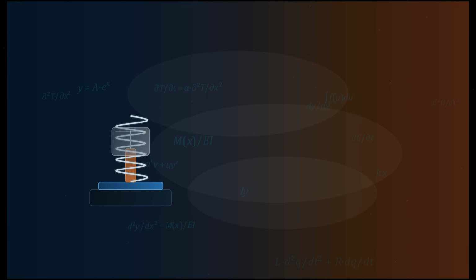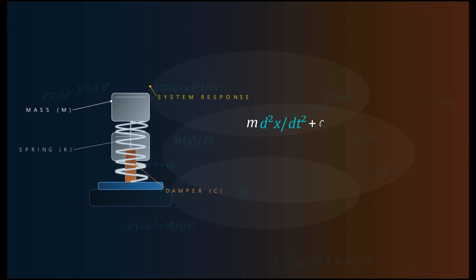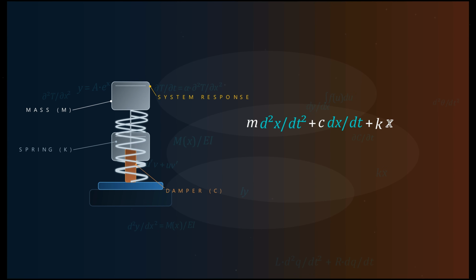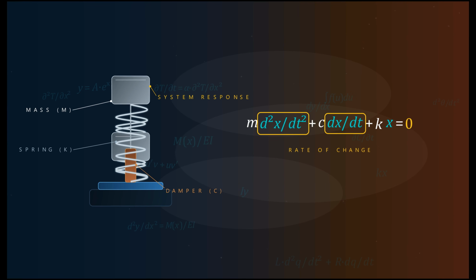Let's start with a classic example. This device here is a spring mass damper system. It has a mass sitting on a spring with a damper alongside it. When we disturb the mass, it oscillates. The equation that governs its motion is m times d squared x over dt squared plus c times dx over dt plus kx equals 0. Notice that every term involves a derivative, a rate of change. That is the hallmark of a differential equation.